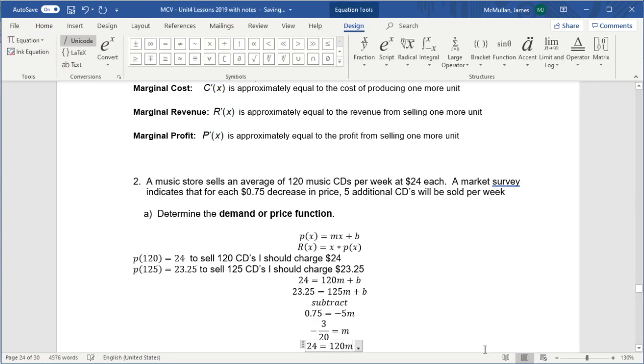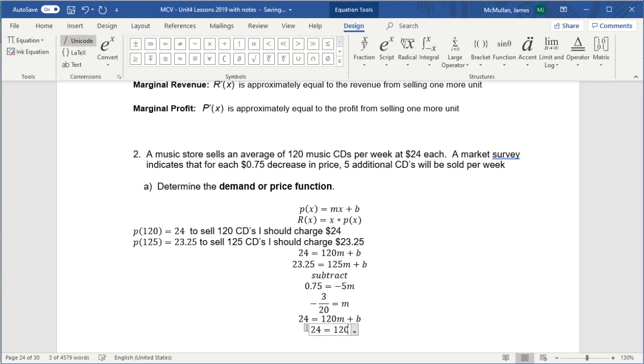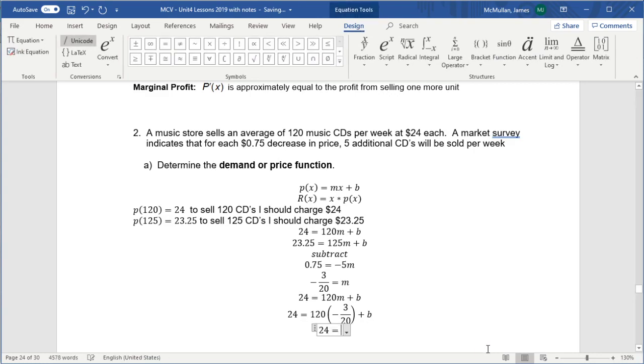Okay, so now let's put this in. We go 24 equals 120m plus b. 24 equals 120 times negative 3 over 20 plus b. 24 is equal to negative 18 plus b, and therefore 42 equals b.